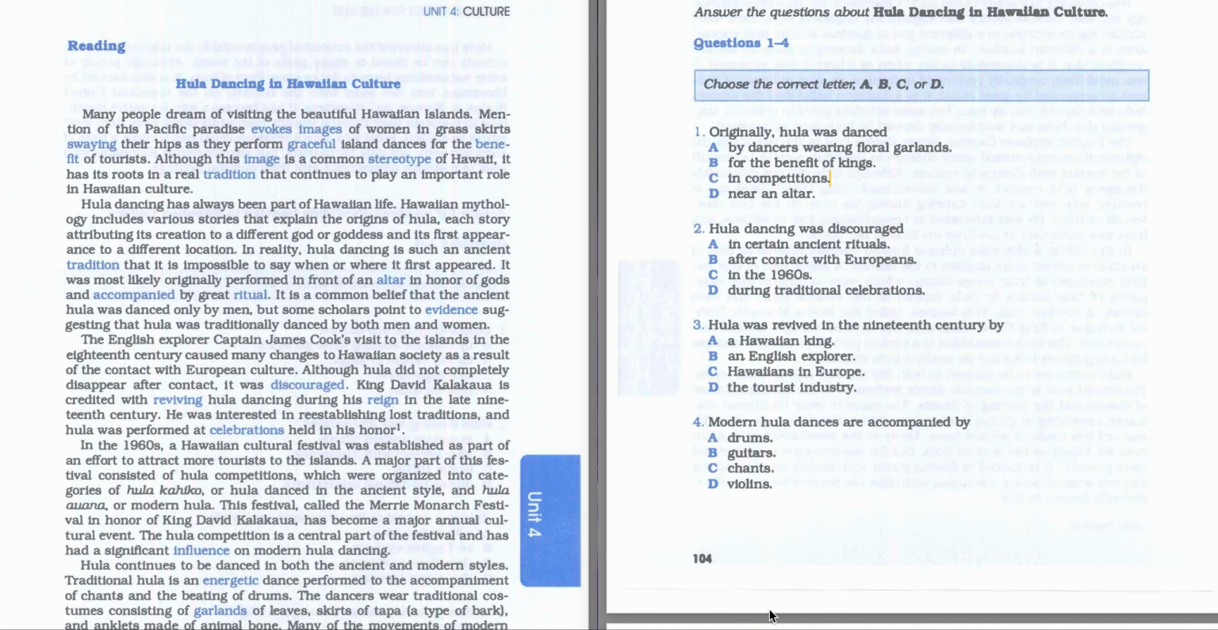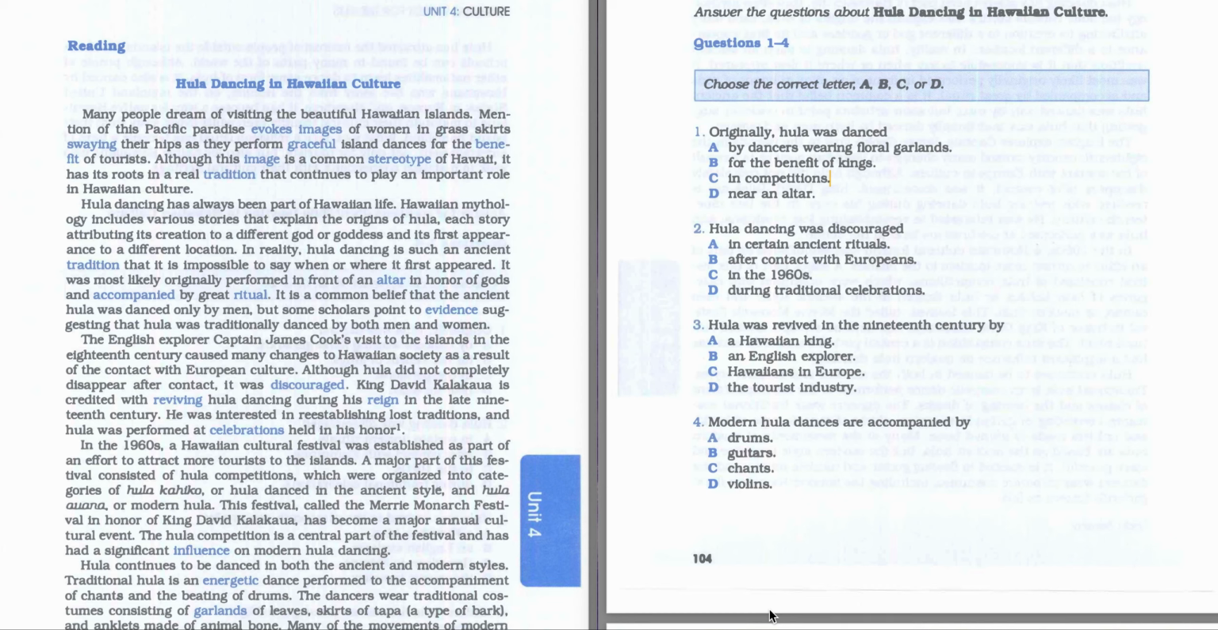Hello, today we're going to proceed with Barron's Essential Words for IELTS Unit 4 Text 2. On the left hand side we have a text, on the right hand side we have questions related to this text. The text is called Hula Dancing in Hawaiian Culture. Let's read the task. Answer the questions about hula dancing in Hawaiian culture. Questions 1 to 4. Choose the correct letter A, B, C or D.